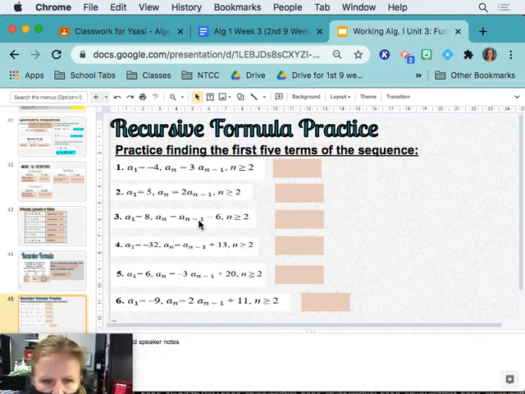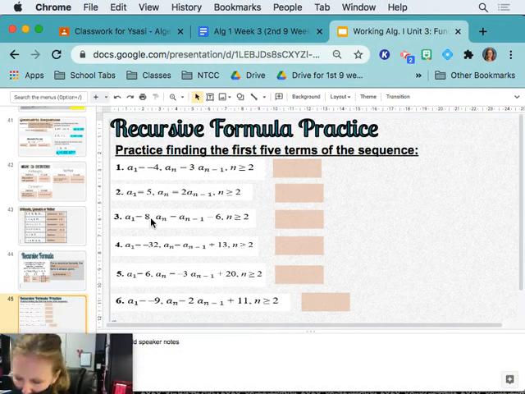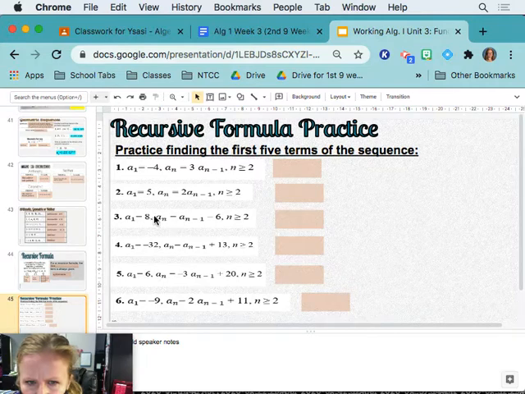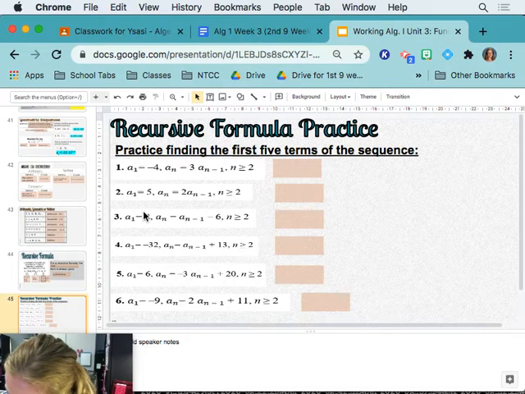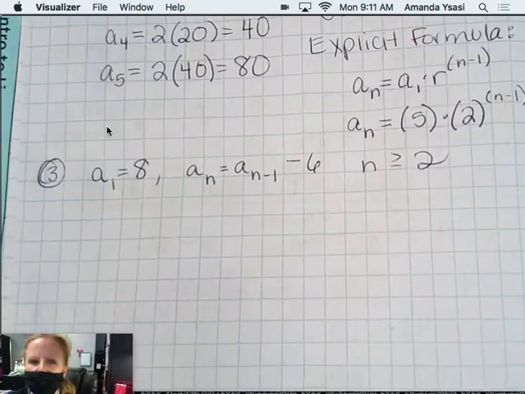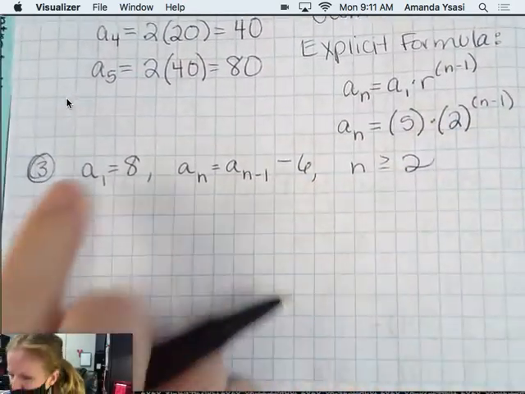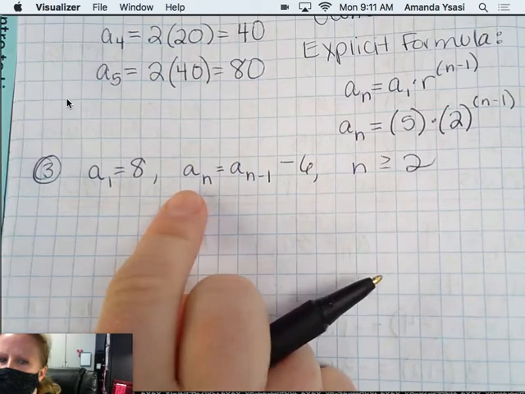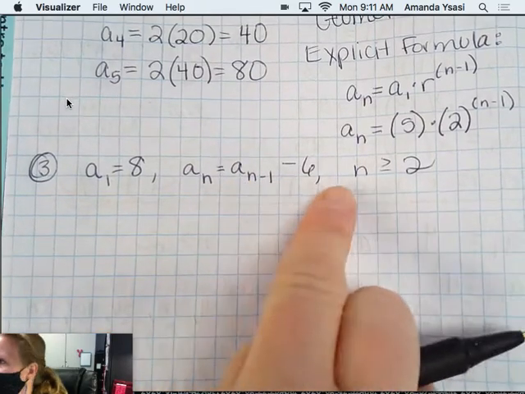We're not doing all of these. We are doing number 3. And it looks kind of bad. Like it doesn't look right because there's no equal. These minus that's right here should be equals. So I'll write it down so y'all can see it. So this is how it should look. A1 equals 8. AN equals AN minus 1 minus 6.